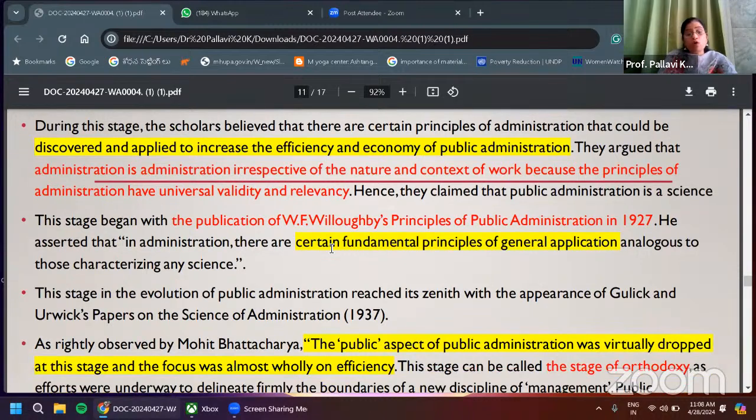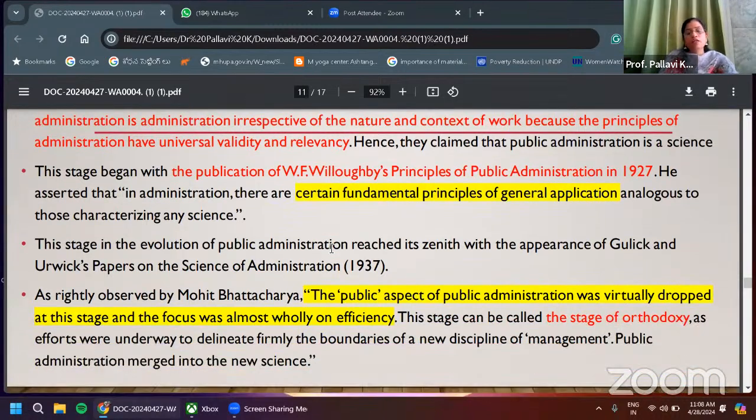What he asserted is that there are certain fundamental principles which can be applied generally, and it has got the characteristics of science. Now, for example, why are they comparing it with science? Because science is, wherever you take, science is a science. Hydrogen and oxygen, H2O is water anywhere.